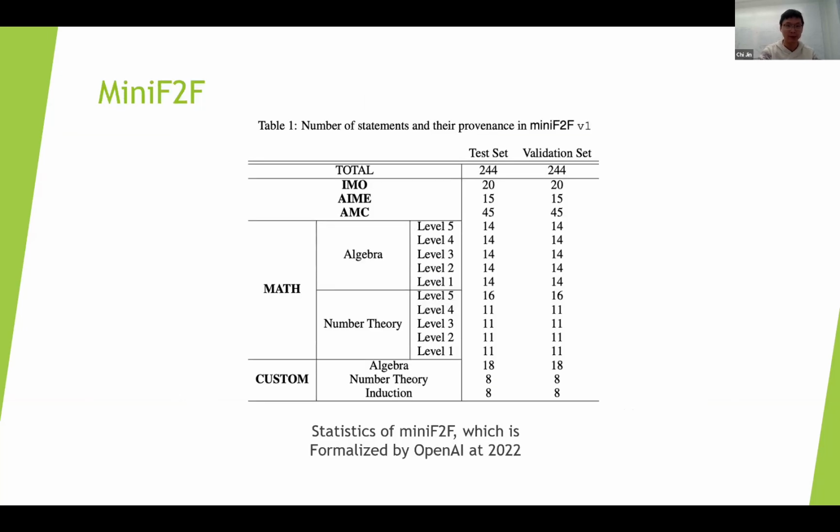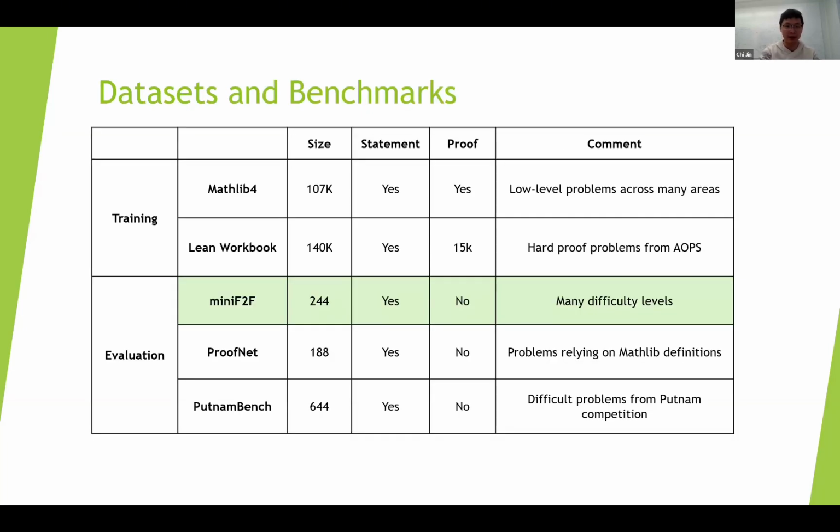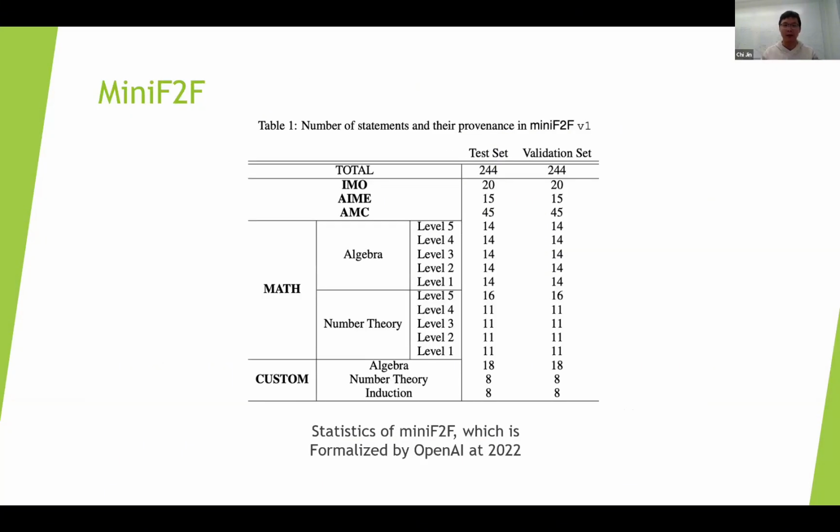for high school. Okay. So we will focus a lot on the miniF2F benchmark, and I'll just say that it consists of 244 problems in the validation set and 244 problems in the test set. They include very challenging problems like IMO, AIME, AMC, and also some math questions on algebra from level 5 to level 1, number theory from level 5 to level 1, and also a bunch of other problems.